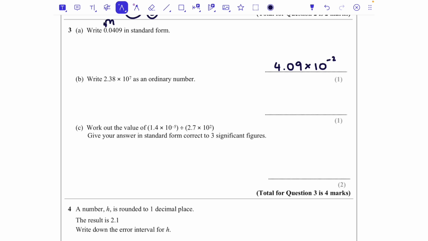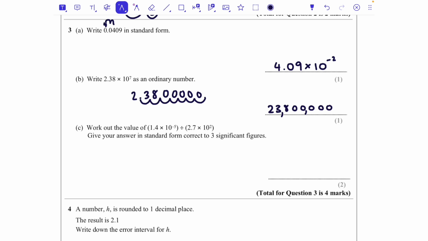For part B, write 2.38 times 10 to the power of 7 as an ordinary number. So this time we're timesing by 10, timesing by 10, timesing by 10, 7 times. So 2.38. If I times by 10 once, I'm going to get 23.8, times by 10 again, and then I've got 5 more jumps. So I'm going to fill in those gaps with zeros, and my answer here would be 23,800,000.